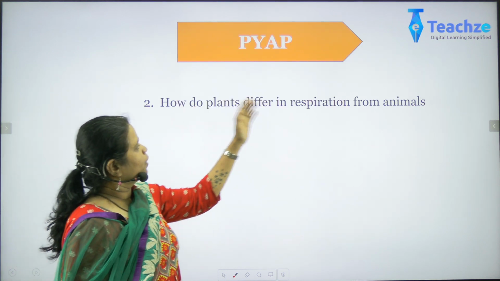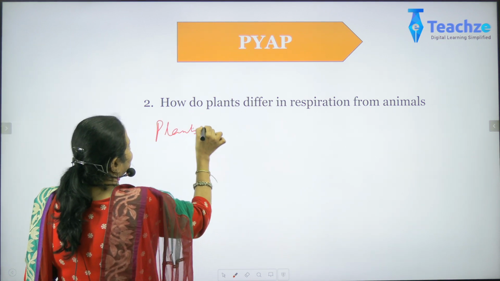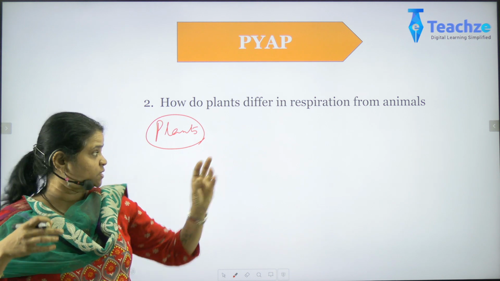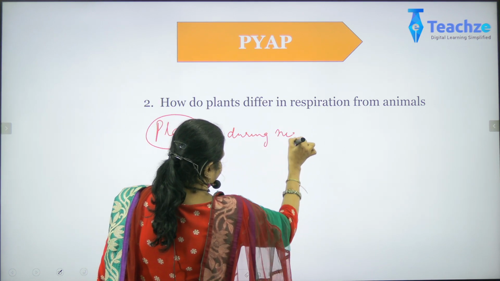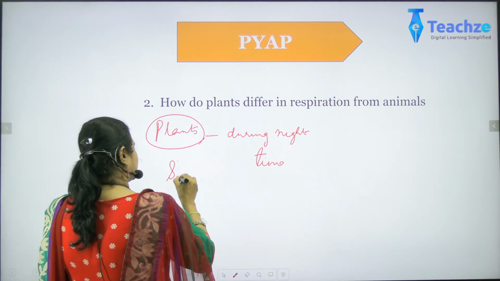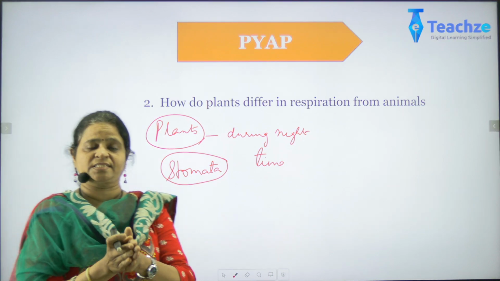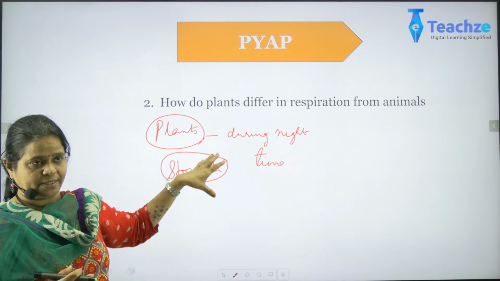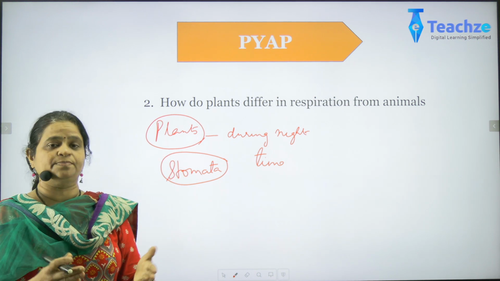Now the second one, how do plants differ in respiration from animals? Now plants do not have any kind of special respiratory processes, because respiration is actually a waste of energy when it comes to plants, but still plants respire during the night time. And the exchange of gases during the daytime occurs through stomata. So the organs which help in respiration are stomata when it comes to plants, but respiration as such does not occur much in plants, and it is of no use to them except that the energy gets wasted. So some of the plants have this mechanism to avoid this kind of respiration because there is misuse of energy.